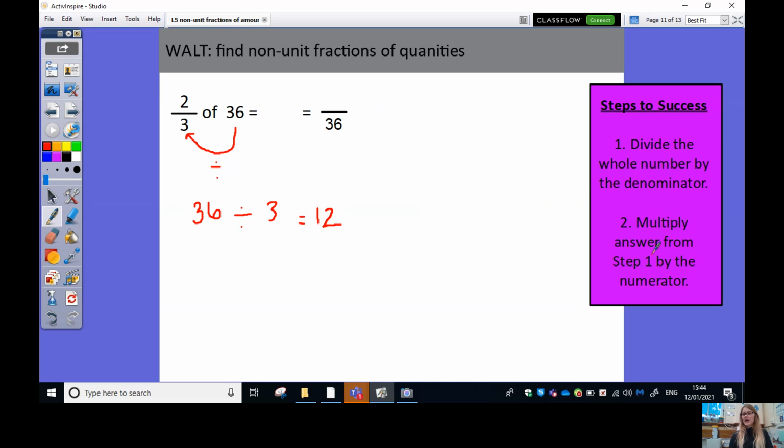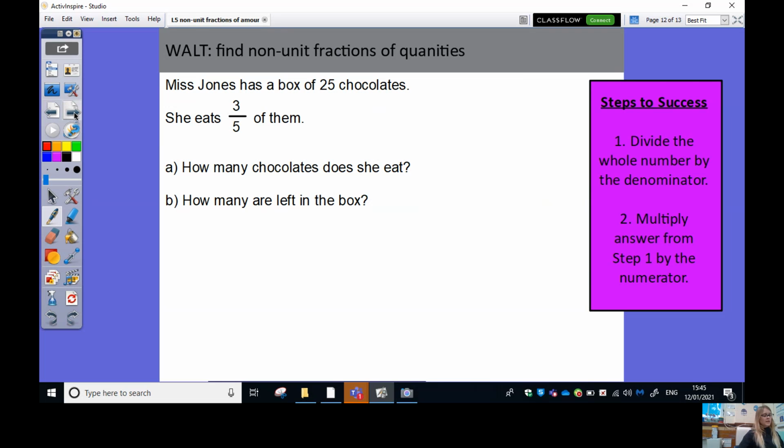And step 2, I need to multiply the answer from step 1, so 12, by the numerator, which is, hopefully you're saying 2. So 12 times 2 is my next calculation. Who can tell me what 12 times 2 is? Hopefully you are shouting at the screen. It is 24. Fantastic. So 2/3 is equal to 24 over 36. Okay, let's have a look at a word problem now, so we can think about how we're going to apply this to our independent task.